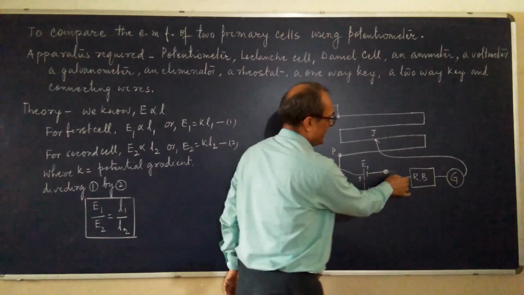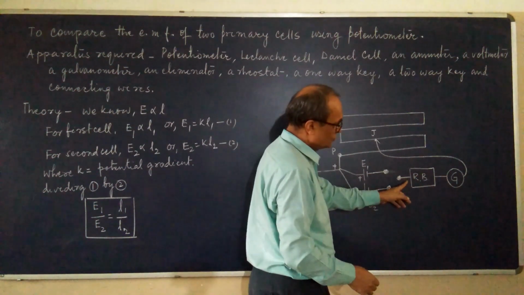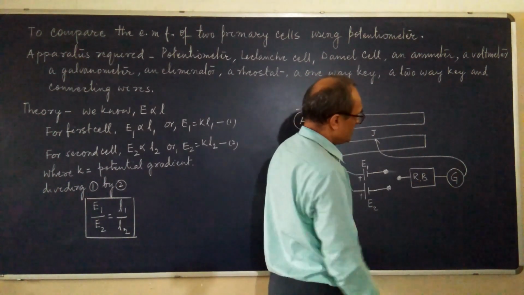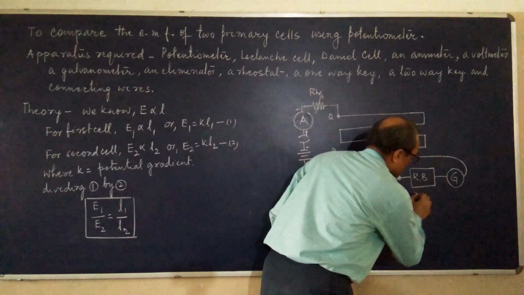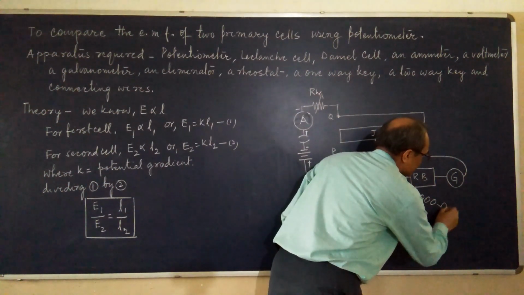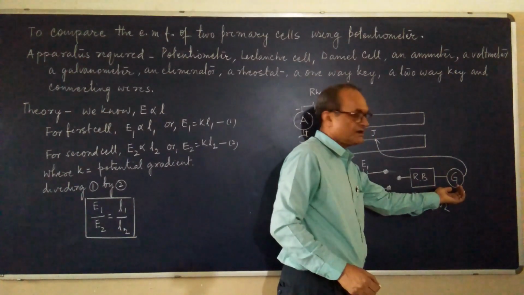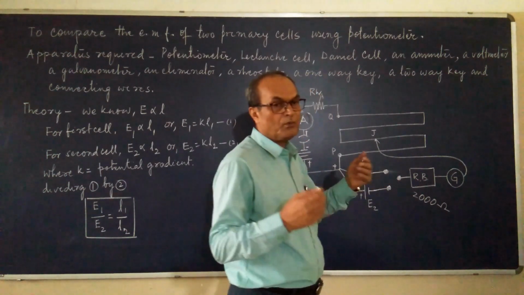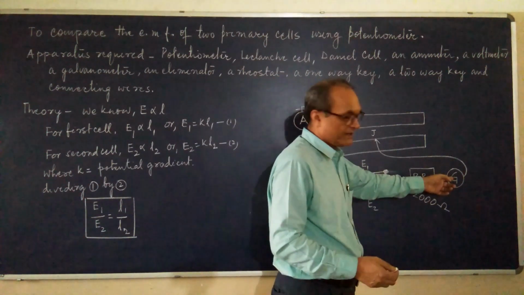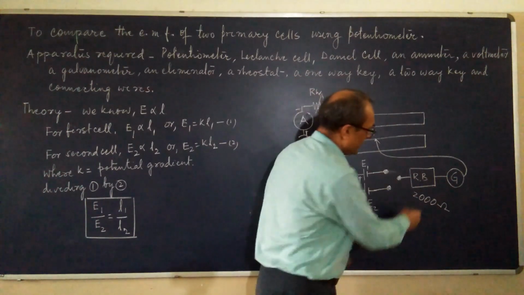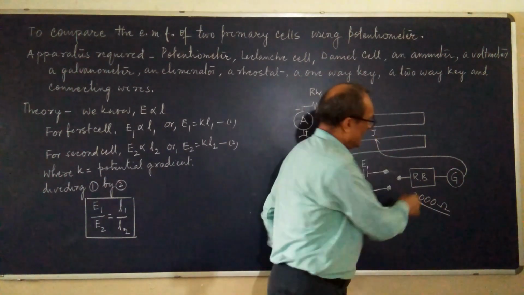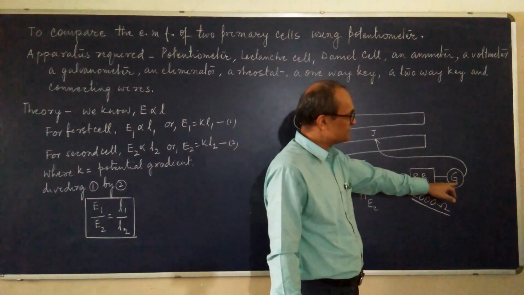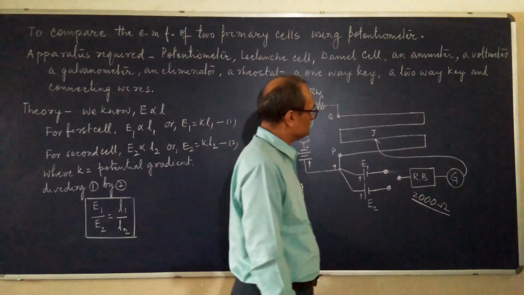At this end there is a two-way key, and through this key one rheostat is attached, and from this 2000 ohm is taken out to save this galvanometer, so that no extra current will flow through the galvanometer. Keeping this 2000 ohm resistance in the resistance box protects the galvanometer from being damaged.